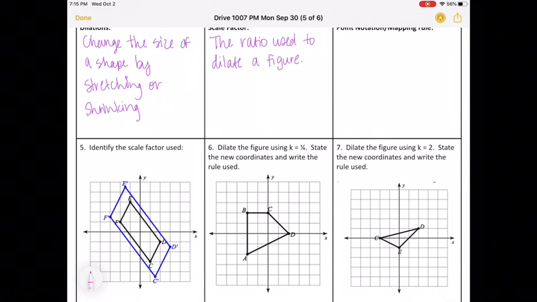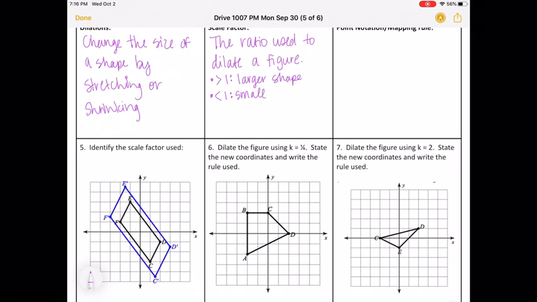All right, and there's kind of two things to think about here. If the number is greater than 1, you will get a larger shape. You think of it like doubling something. 2 is greater than 1, so you're doubling it, making it 2 times as big. If it is less than 1, so maybe it's half the size, you're getting a smaller shape.